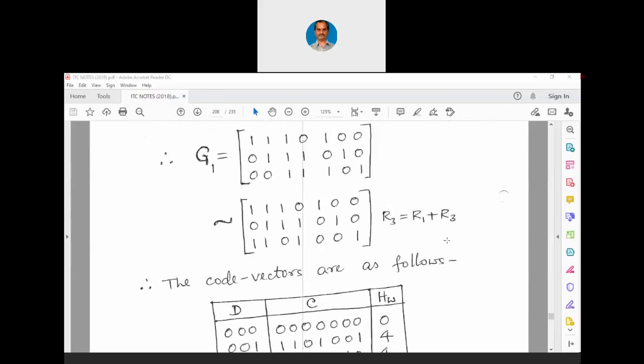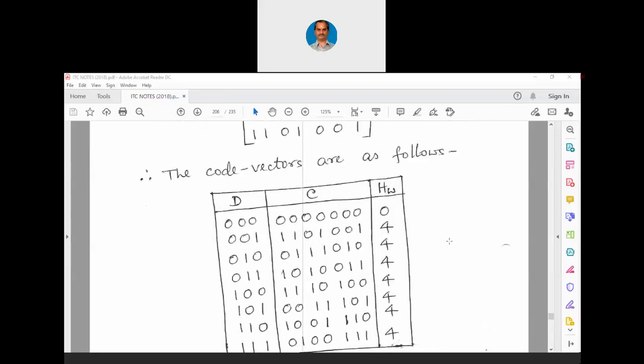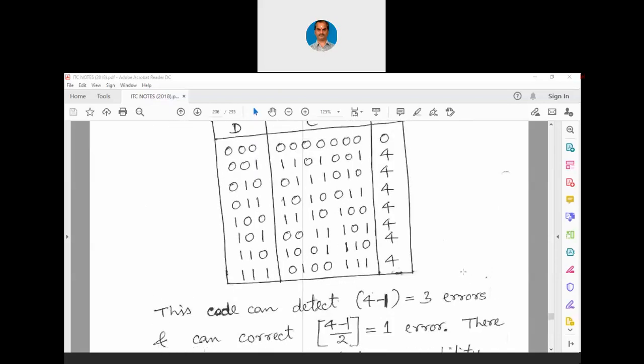Now using the generator matrix, all the code vectors can be obtained. The code vectors are already written here, where the Hamming weight is 4. That means this particular code can detect 3 errors, dmin minus 1. Here there is no separate dmin, all are the same. It can detect 3 errors and it can correct (dmin minus 1) divided by 2, 4 minus 1, 3 divided by 2, 1.5, so 1 error only. This code can detect 4 minus 1 equals 3 errors and can correct 4 minus 1 by 2. 3 by 2 is 1.5, so it can correct only one error because there is no half error.